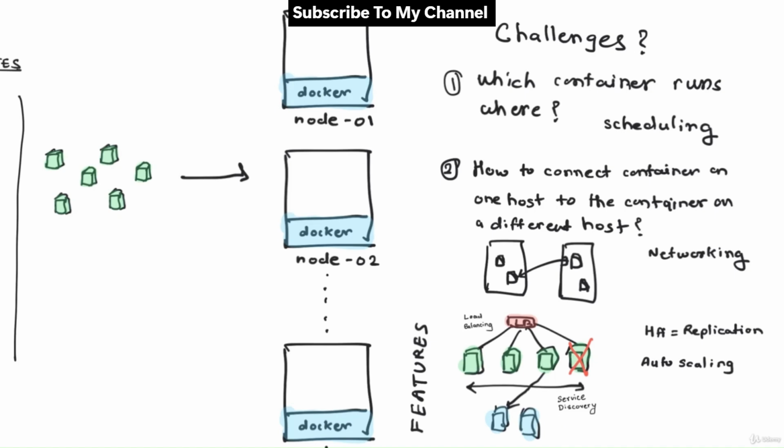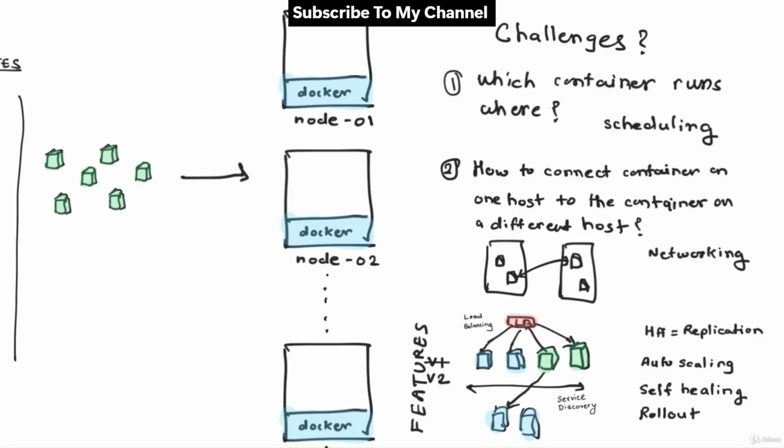Another could be the fault tolerance, or self-healing. So when your application goes down or one container goes down, it needs to be detected and replaced automatically. That's the self-healing. So having those features would definitely help you run your application with high reliability.